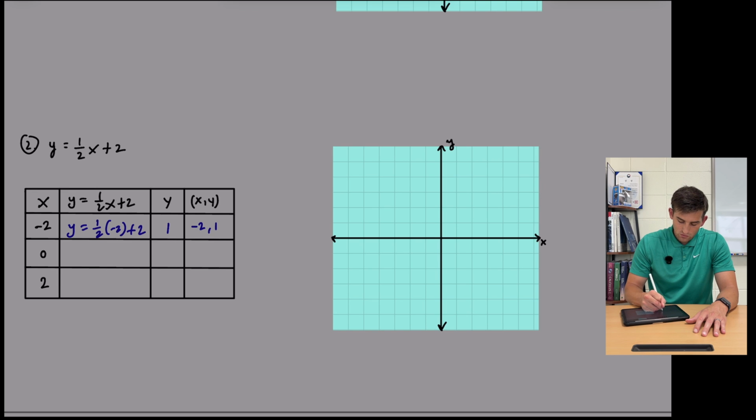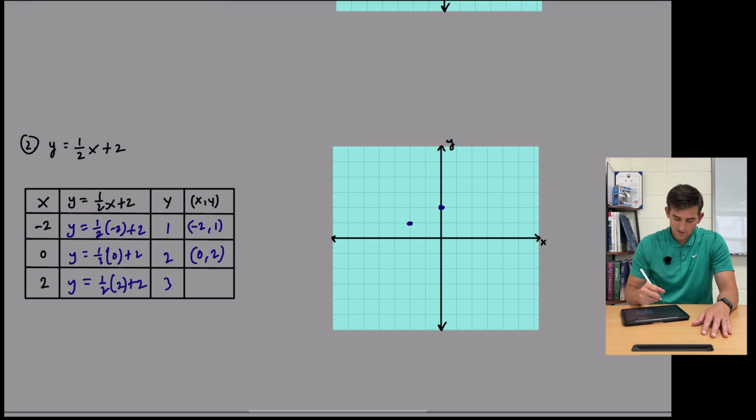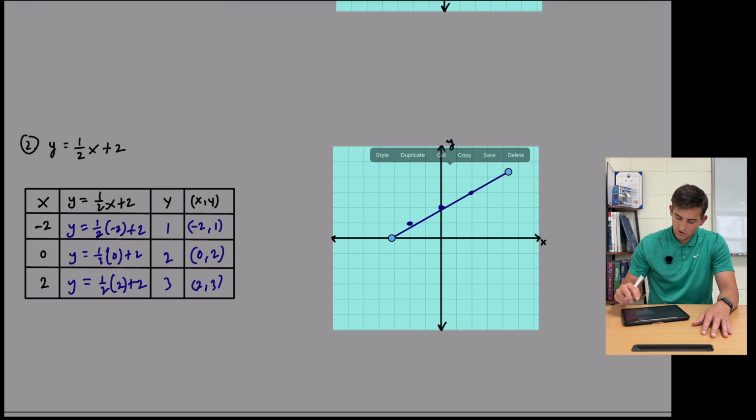So negative 2, 1 would be on our graph, and that point would be right there. Let's do y equals 1/2 times 0 plus 2. Half of 0 is 0, and then we add 2 to get 2. So 0 comma 2 would also be on our graph. And the last one for example 2, we're going to plug in 2 for x. Half of 2 would be 1, and 1 plus 2 is 3. So we get 2 comma 3. Now we're going to draw our line through there. Totally missed the points, but it's okay. We can adjust the way our line looks, and that looks good.